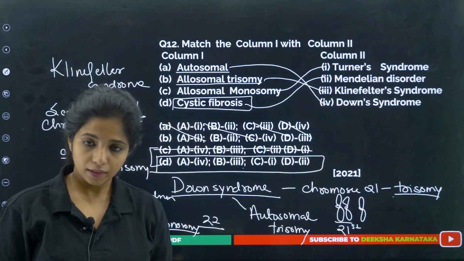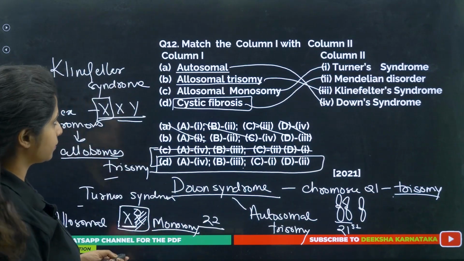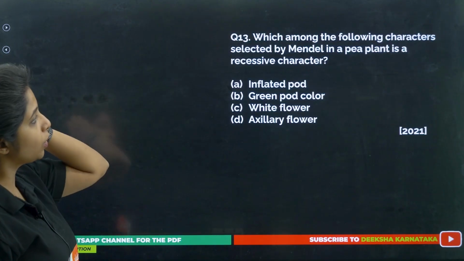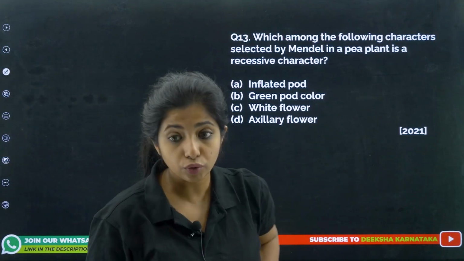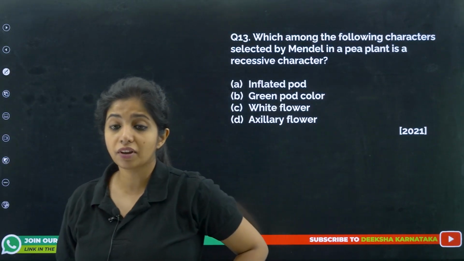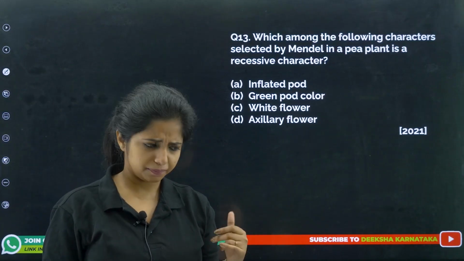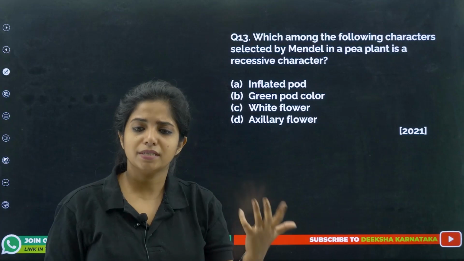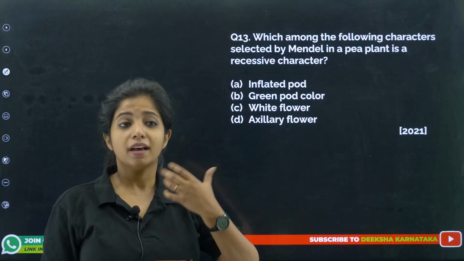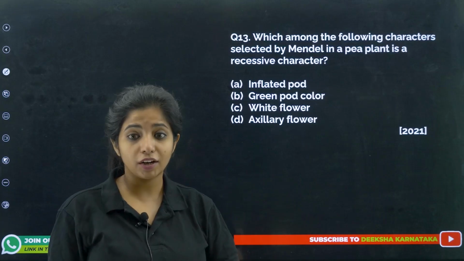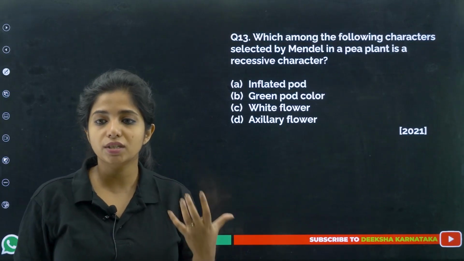Okay, KCET 2021 question. Next question. Which among the following characters selected by Mendel in a pea plant is a recessive character? So you know he actually chose 7 pairs of contrasting traits. For example, stem height, seed color, pod shape, seed shape, flower position, flower color, a lot of things were there. So in that they are asking you what is a recessive character.